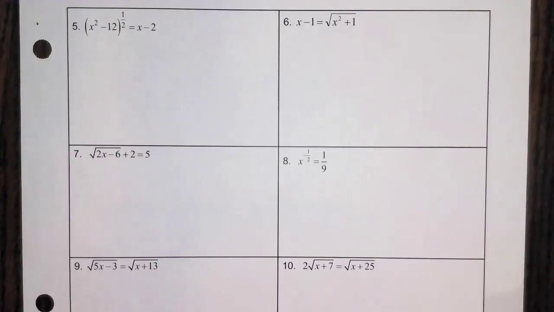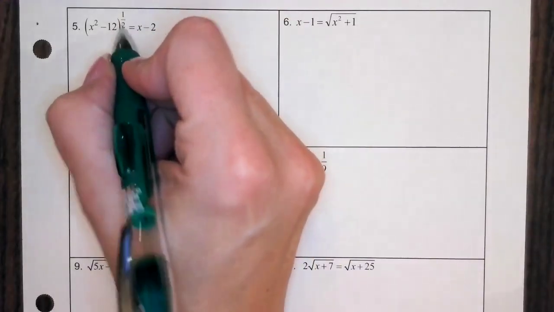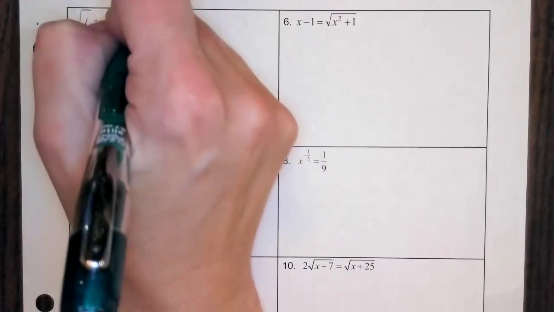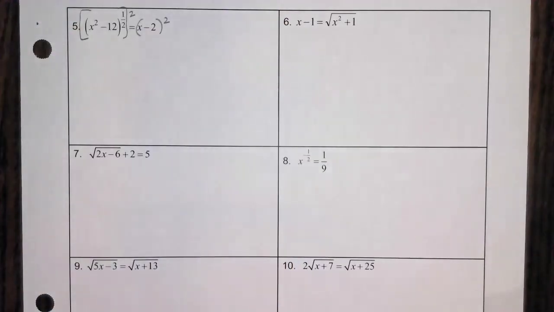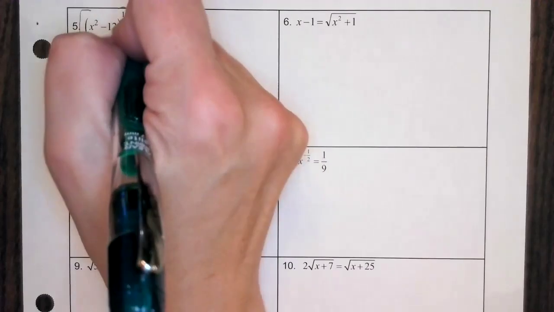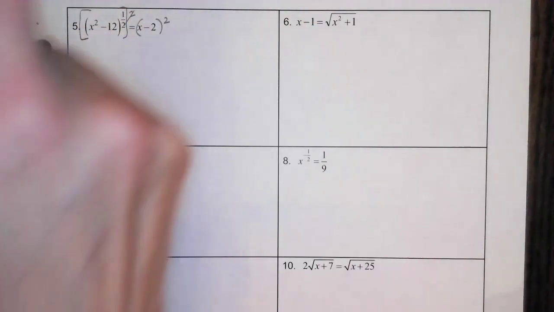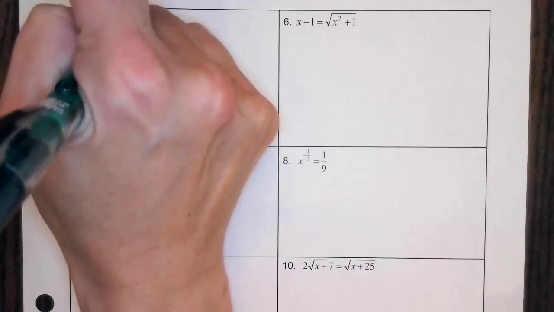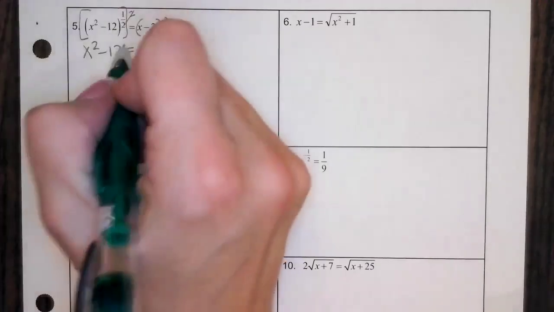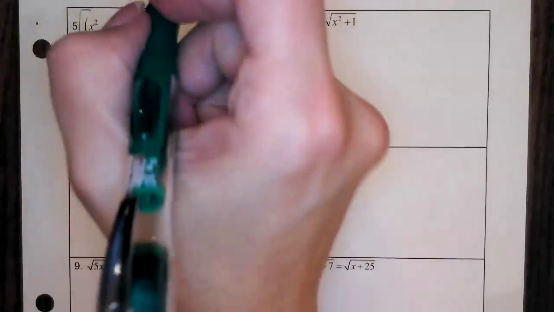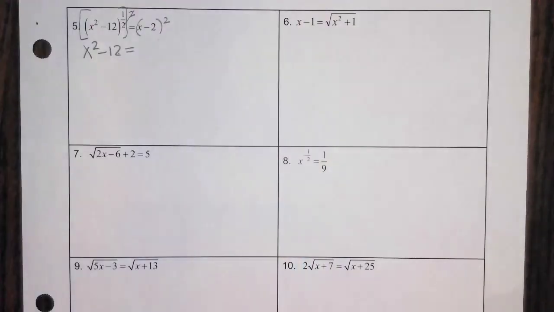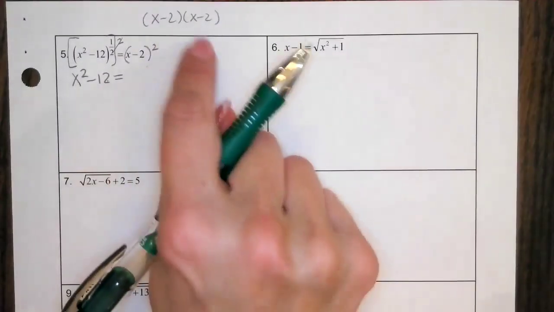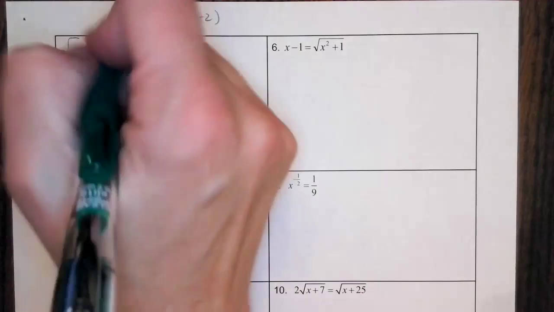All right, our next one here, we're raising it to the 1/2 power. And so in order to get that to cancel, I need to square both sides. When I square both sides, this cancels here. And so we have freed the x squared minus 12. On the other side here, we have x minus 2 squared. Remember that's x minus 2 times x minus 2. So it is not x squared plus 4, sorry. It is x minus 2 times x minus 2. So you need to FOIL that.